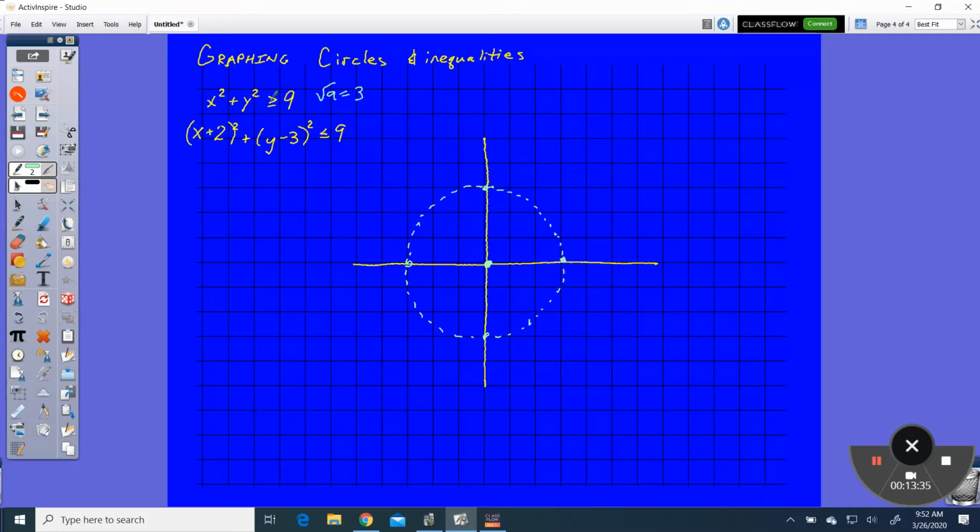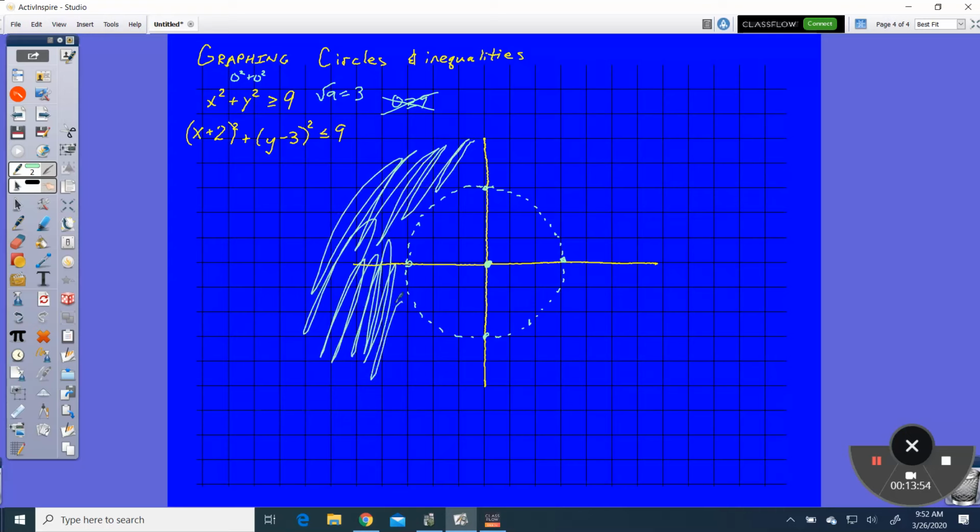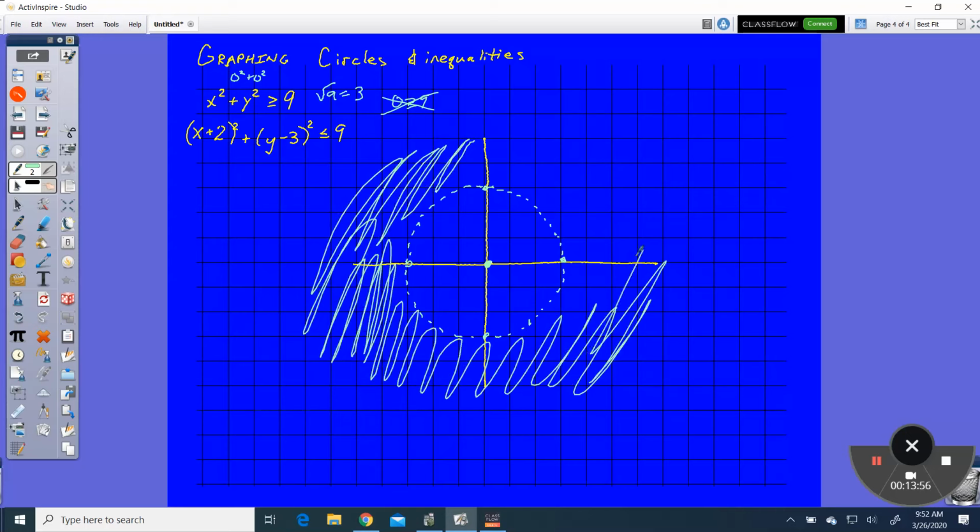And then since it's greater than, just go ahead and pick a point. Here's a point inside, 0, 0. 0 squared plus 0 squared is 0. Is that bigger than 9? 0 is not bigger than 9. So this point inside of here did not work, which means I need to shade everything on the outside of here. So everything on the outside of this circle is shaded.